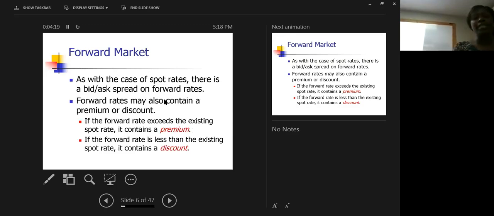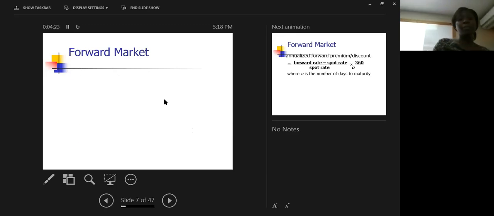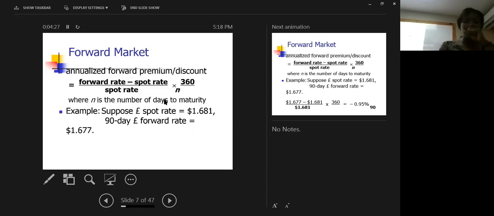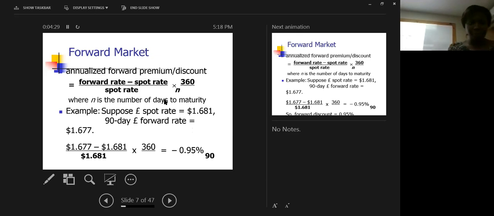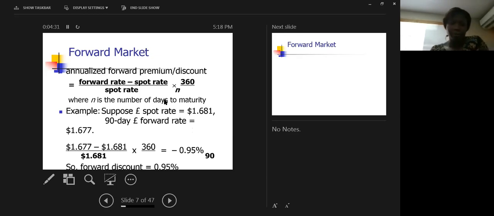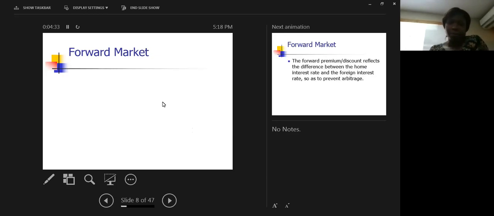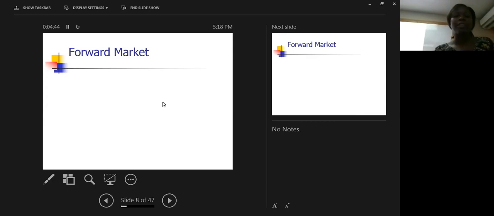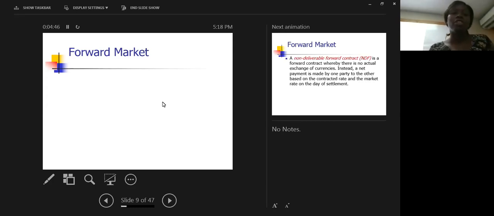So we did this already, right? That's forward premium, we did this already. So let me just skip here. Just so you know, the forward premium or discount reflects the differences between the home interest rate and the foreign interest rate to prevent arbitrage. We did that, right? That no arbitrage arrangement, right?